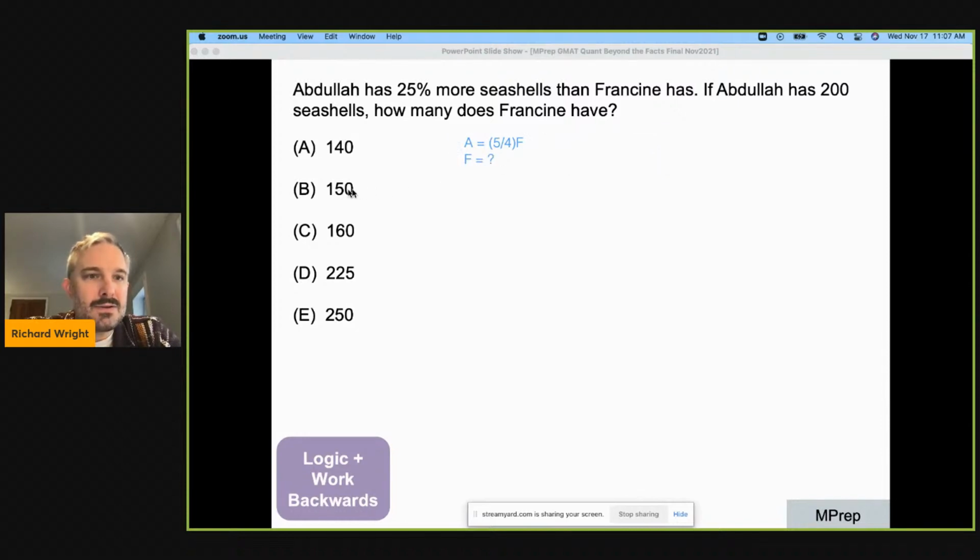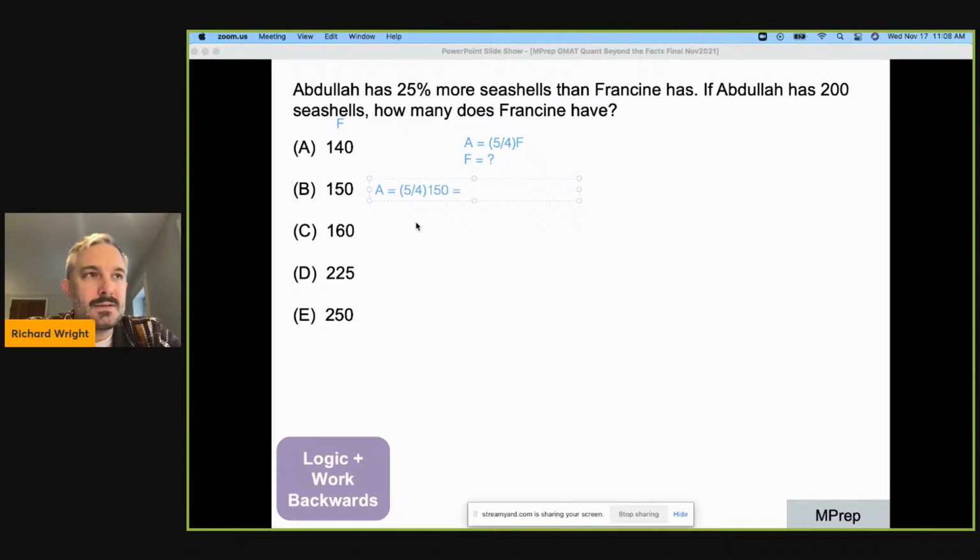I'm going to take this answer choice and plug it in. Now, what variable are they giving us numbers for here? Well, to figure that out, I just look at my question mark. My question mark is asking, what is Francine? So that tells me that all of these numbers represent F, Francine. So I can take the 150 and plug it in for F in the equation.